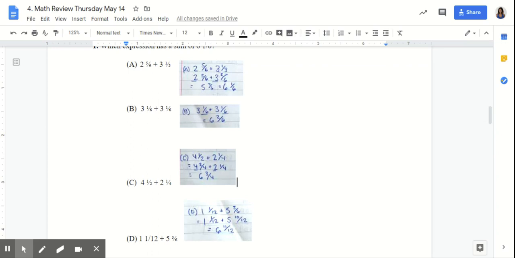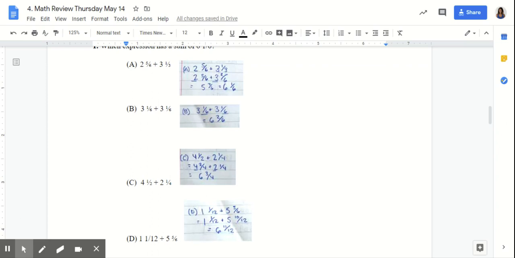B, 3 and 1/6 plus 3 and 1/6. I do not have to change my denominators on this because they're both the same. So I'm just adding the whole numbers to the whole numbers, the fractions to the fractions. Oh, I got 6 and 2/6. C, 4 and 1/2 plus 2 and 1/4. Again, transferring those to the same common denominator, the fourths. So I have 4 and 2/4 plus 2 and 1/4, which gives me 6 and 3/4.